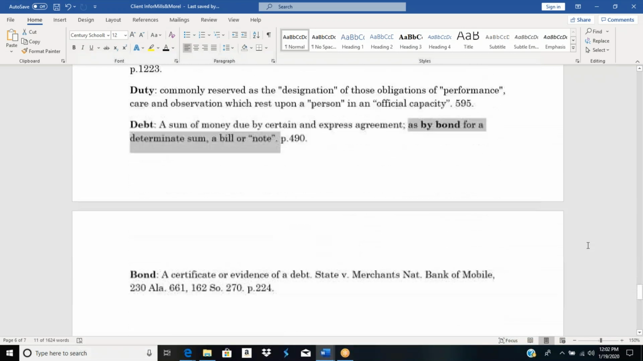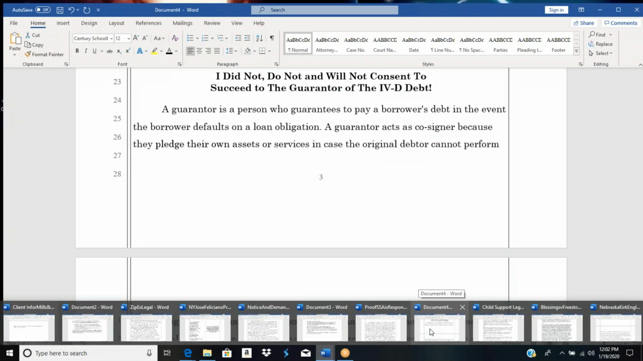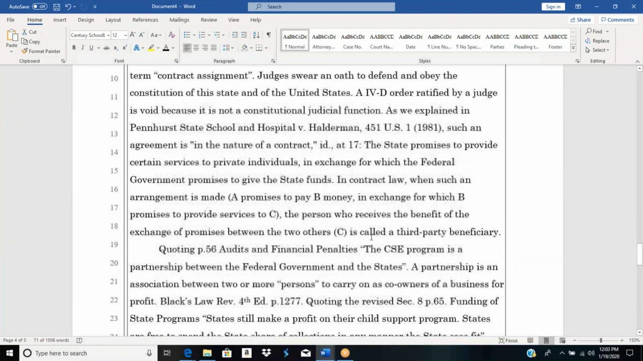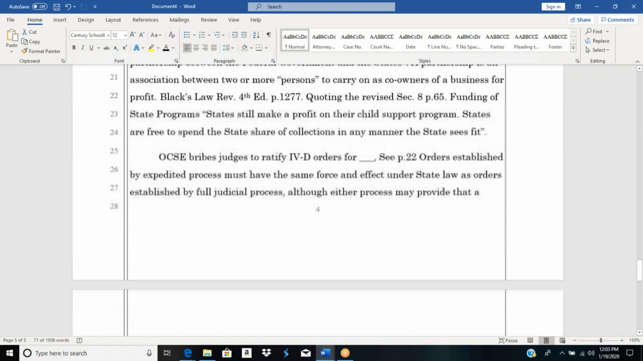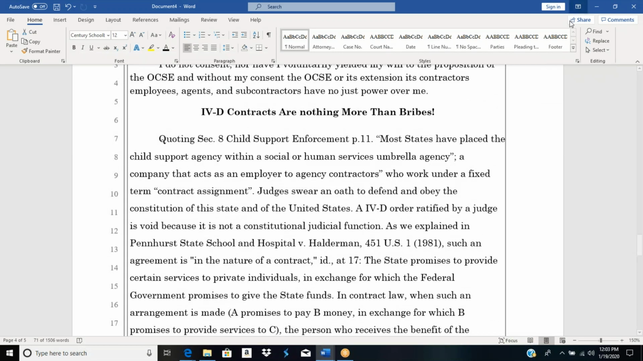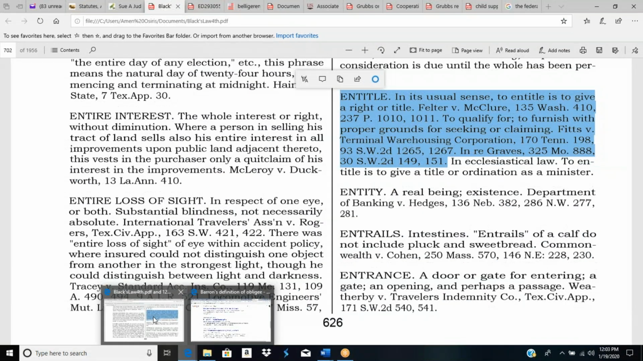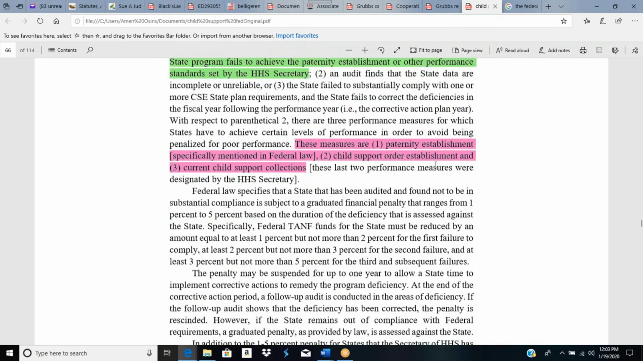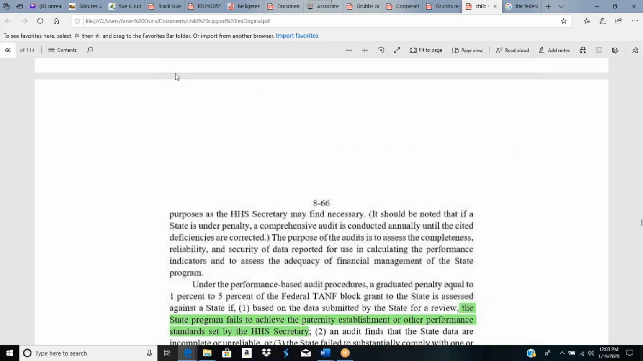All right, and the reason they bonded, let me see if I can find it. I was doing a little write-up. You know what? I'll go one better. Here we go. All right, let me show you how these bonds are floated. I'm gonna go to page 22.